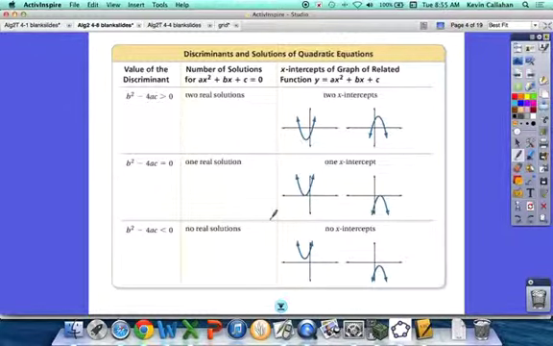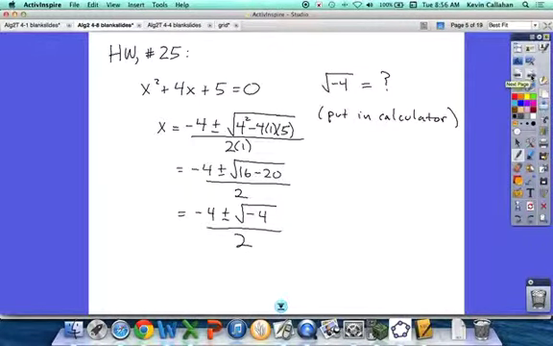And then this is the graph when your answers are not real. It means your graph never crosses the x-axis. And it doesn't mean, again, that there are no solutions. It just means they're not real numbers. So we've got to come up with some other ways to do this.